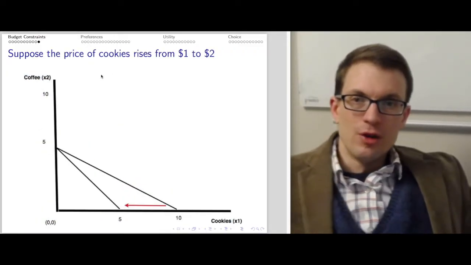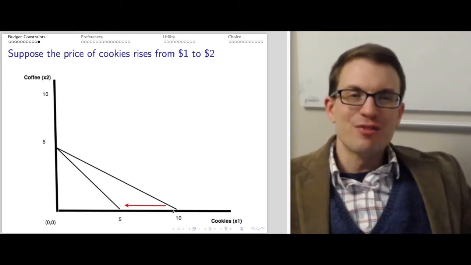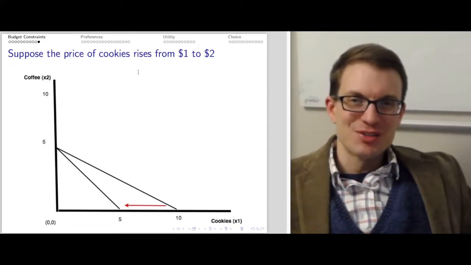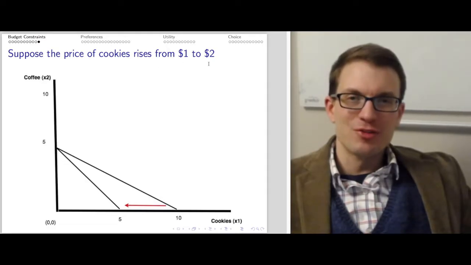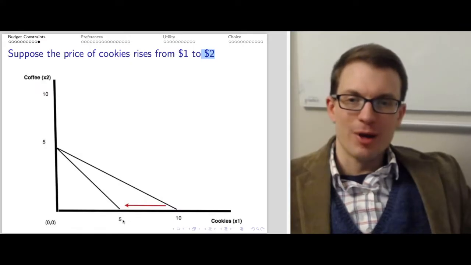Okay. Suppose the price of cookies rises from $1 to $2. This is going to shift the budget line, right? So be careful to think about the logic of what happens here. The price of cookies rises, cookies are now more expensive. I have $10 divided by a price of $2 per cookie. Now I can only buy 5 rather than 10, right?